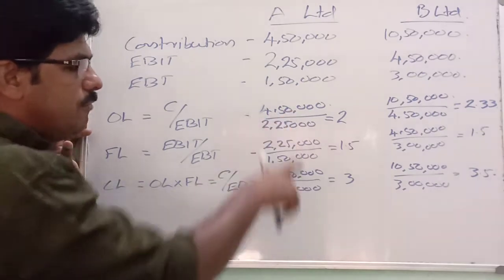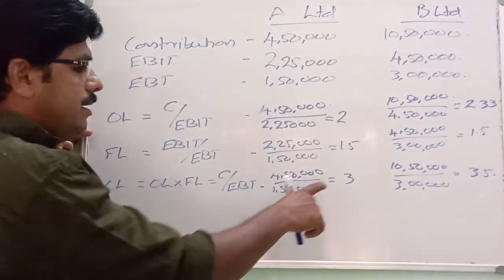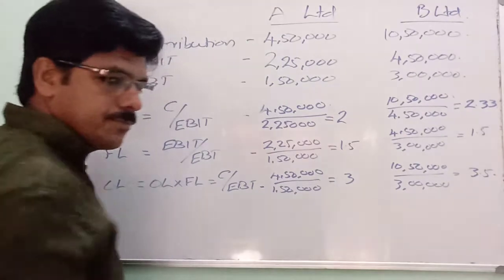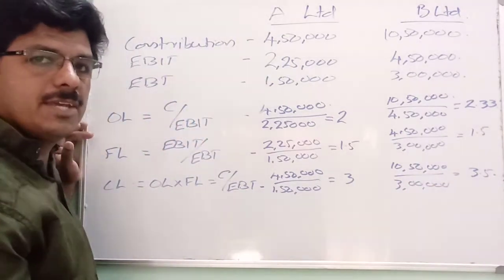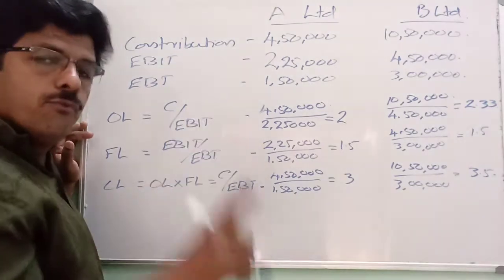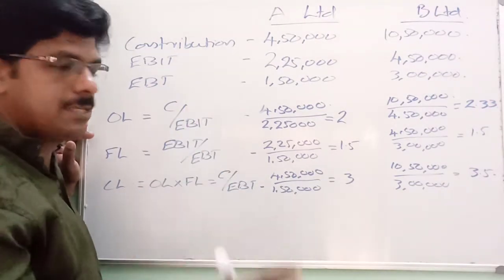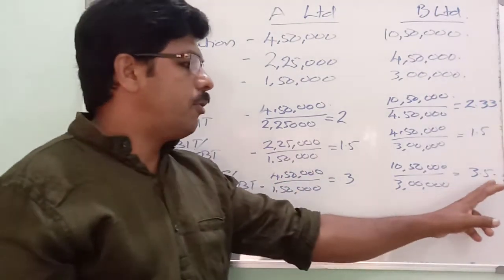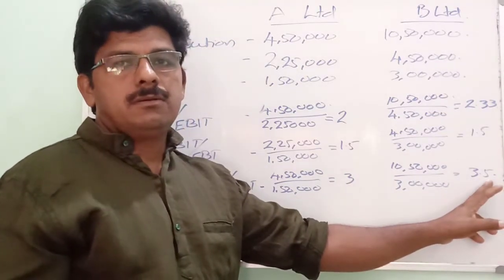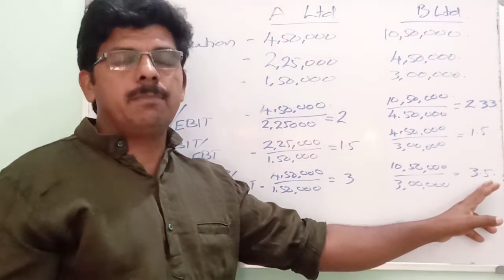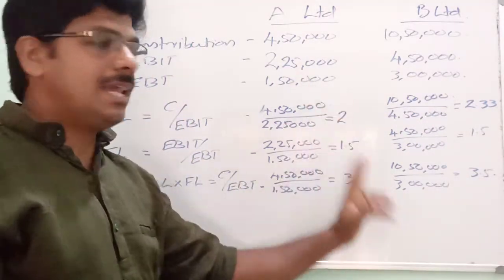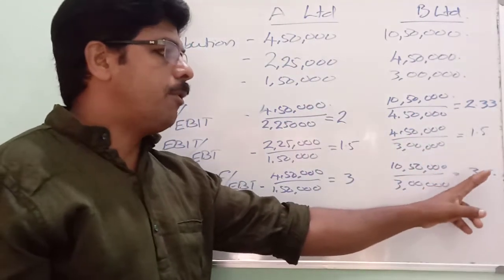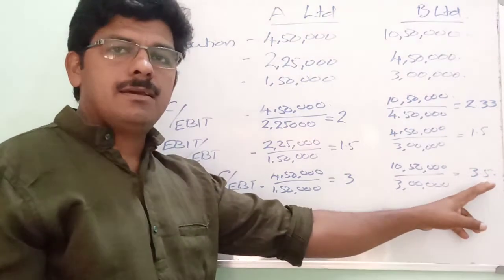Combined leverage is a mix of these two. Okay. Here 3 and 3.5. That means combined leverage of B Limited is high. What is combined leverage? Combined leverage means 1% increase in sales results in 3.5% increase in taxable profit. 1% increase in sales brings in 3.5% increase in taxable profit.